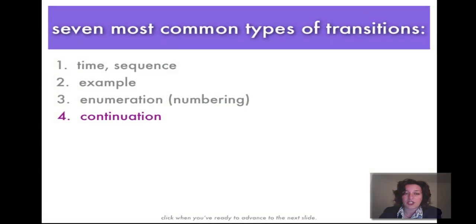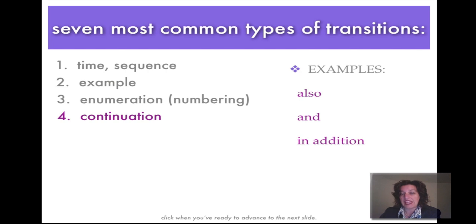Okay, next we come to continuation. This is continuing a list. So anything that continues an idea, like and, also, another. All these things continue a list. In addition is another good one. Further, furthermore, moreover. A good way of checking to see if something's a continuation is, would it continue a list?